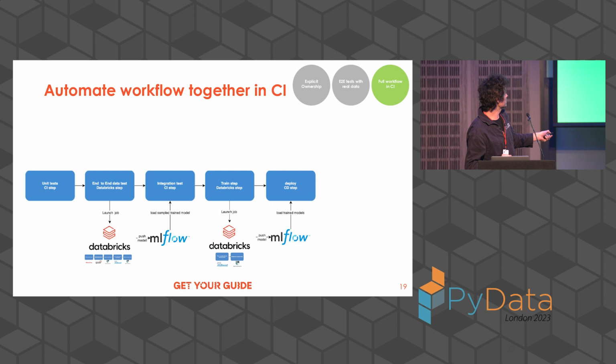Then, if this is working, we can train a real model by launching another Databricks job, but this time on the full data set. And we push our model, and then finally we can start the deployment process.